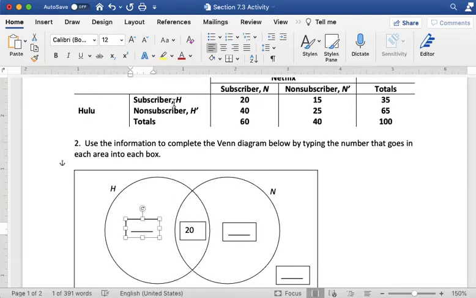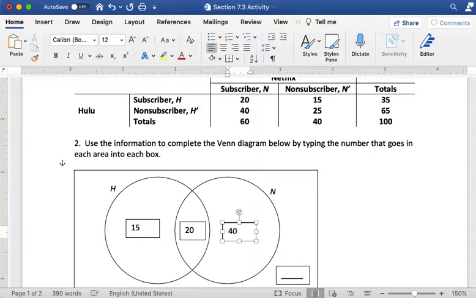And looking at my table, the number that subscribe to Hulu and only Hulu, not Netflix, is 15. So that's going to go in this box here. And this box is the number that are Netflix only. So Netflix and not Hulu. Looking at my table, that's going to be 40.